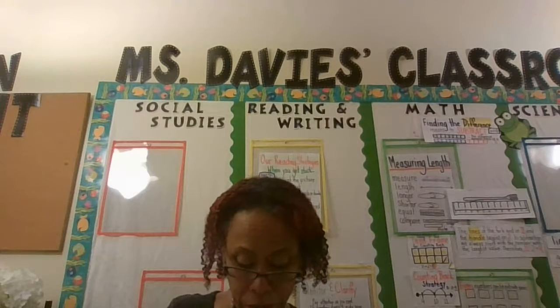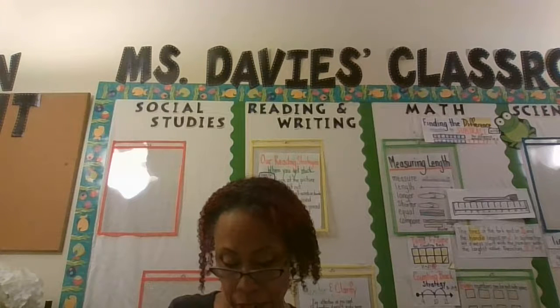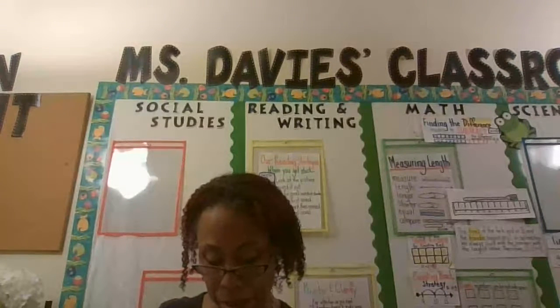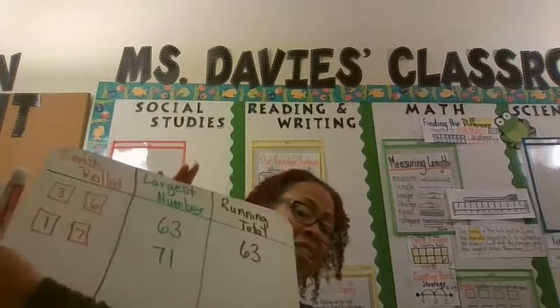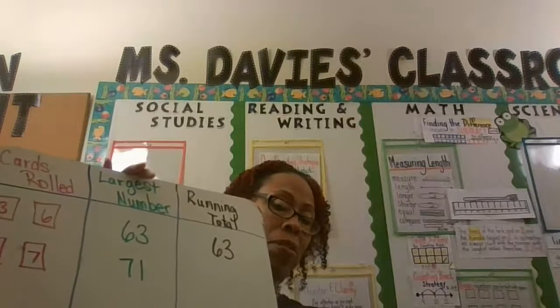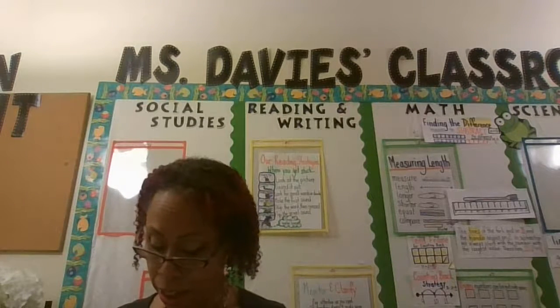So let's write that down. We pulled a 1 and a 7, and the largest number that can be made with those two numbers is 71. Now, here is the tricky part. Now we're going to have to add 71 to 63. All right, so on a little scratch piece of paper here, let's add that up.